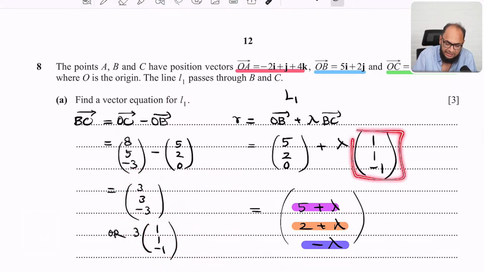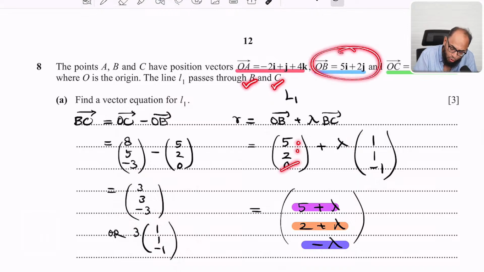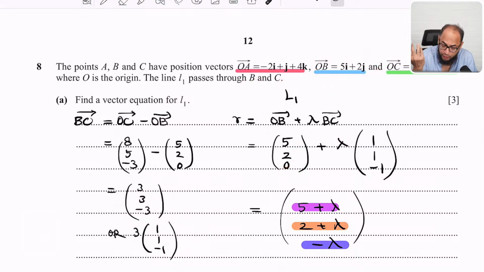So I use the simplified form because 1, 1 minus 1, what does it mean? It means go right, go along the x-axis 1 unit, go along the y-axis 1 unit, go along the z-axis negative 1 unit. So 3, 3 and minus 3 means the same thing as 1, 1 minus 1. So direction vector can be reduced. The position vector of the fixed point could be B, could be C. I chose B. Why? Because one of the coordinates is 0. So let's go for the easy thing in life when you can.